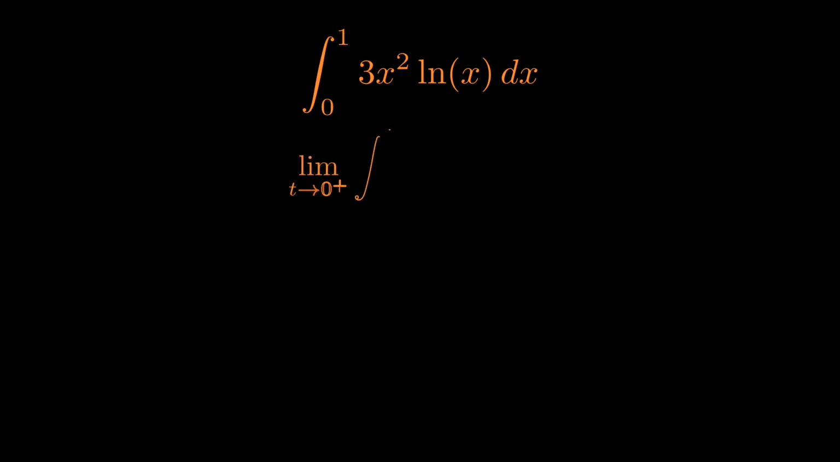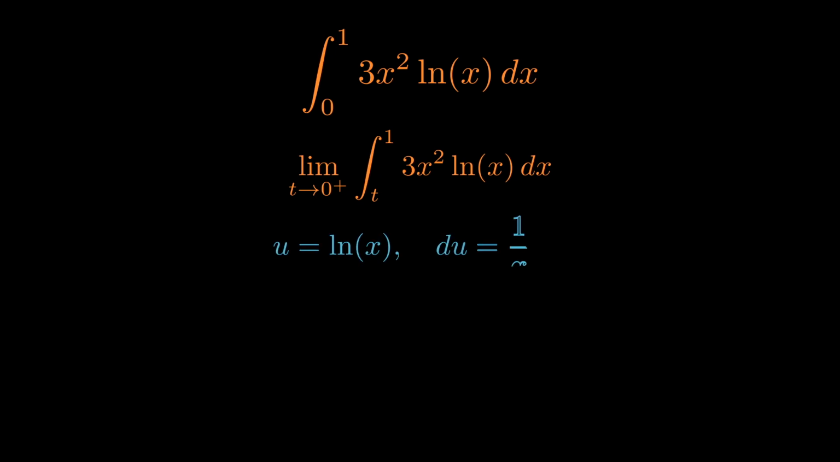So basically, we have an infinite discontinuity at 0 because the natural log of 0 just does not exist. So for this improper integral, we make t approach 0. So now we want to find the integral from t to 1 of 3x squared times the natural log of x. And now we use integration by parts to integrate this.